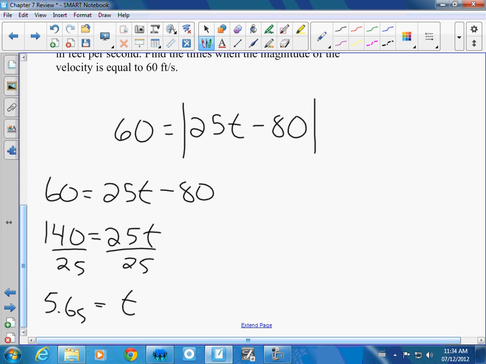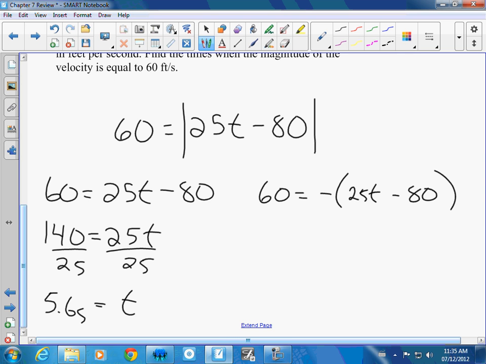That's the positive way. That's super easy. The next one is the one that's always going to throw you. Basically, where the absolute values are, replace them with what? Brackets, and make the whole thing negative. So 60 equals negative 25t minus 80, just like that.